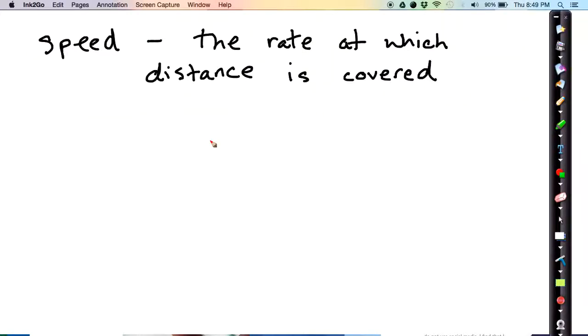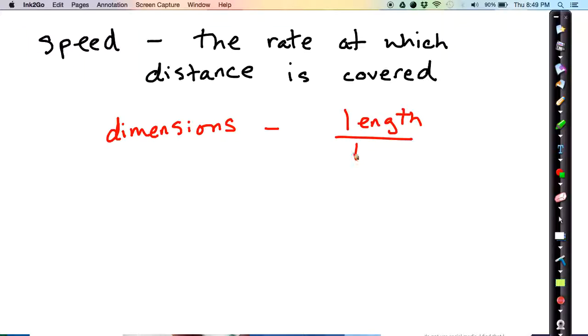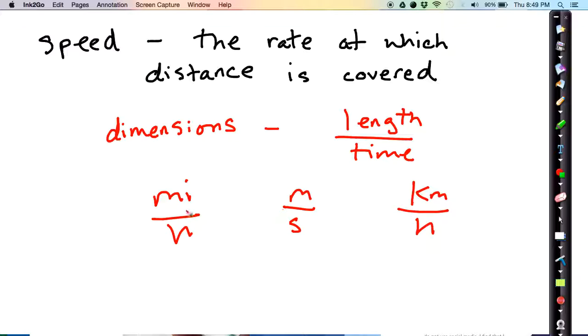Speed is defined as the rate at which distance is covered. So when we look at a speed ratio, we're looking at a ratio of length over time. So the dimensions of speed are a unit of measurement of length over a unit of measurement of time. So this could be something like miles per hour, or meters per second, or kilometers per hour. As long as we have a unit of distance divided by a unit of time, we have dimensions of speed.